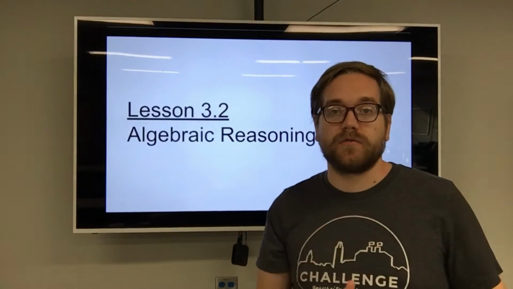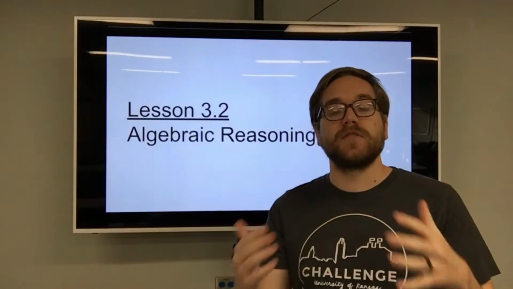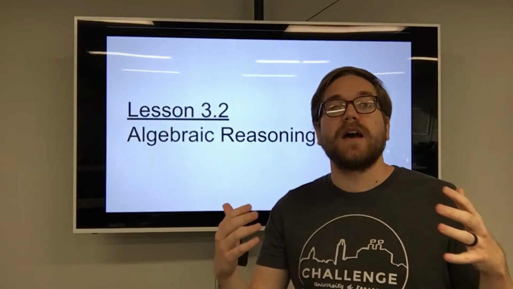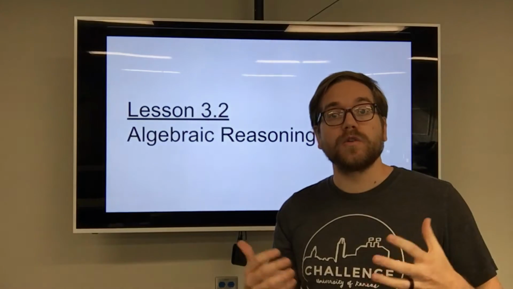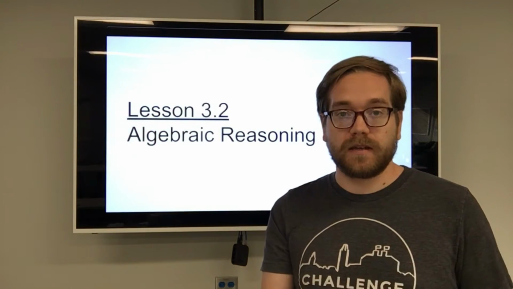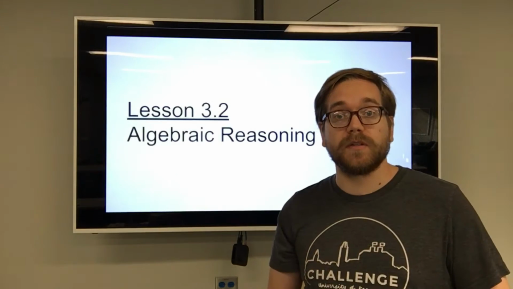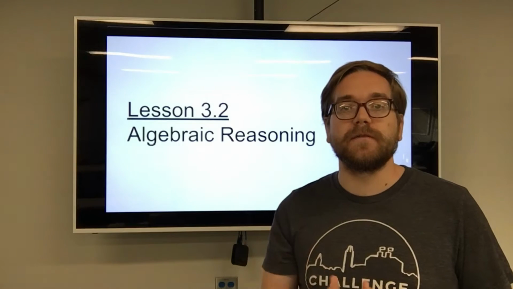This is part 2 of lesson 3.2. In the last video, we began looking at properties of equality to help us explain our thinking when solving an equation. Remember, in this unit, we're trying to learn how to give reasoning for what we do and how we think. The properties of equality that we've been learning are some of those reasons. In this video, let's look at a few more.